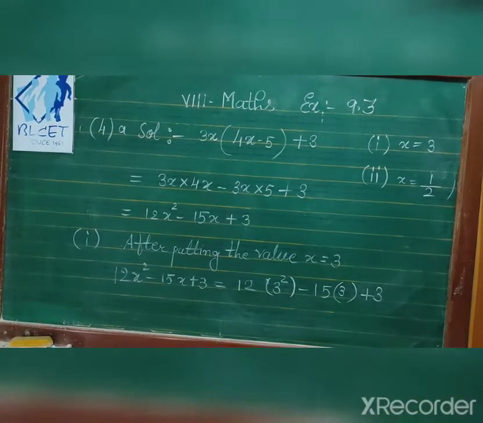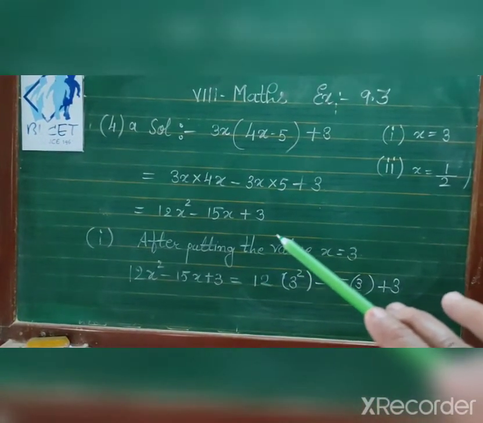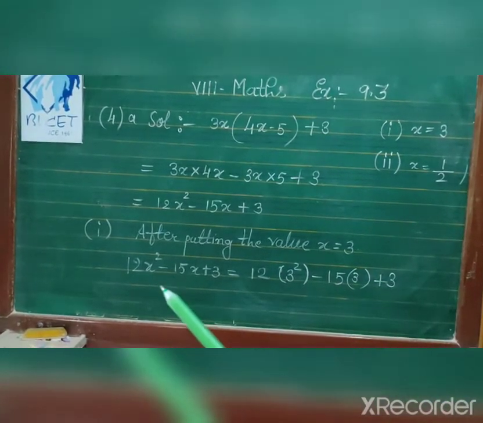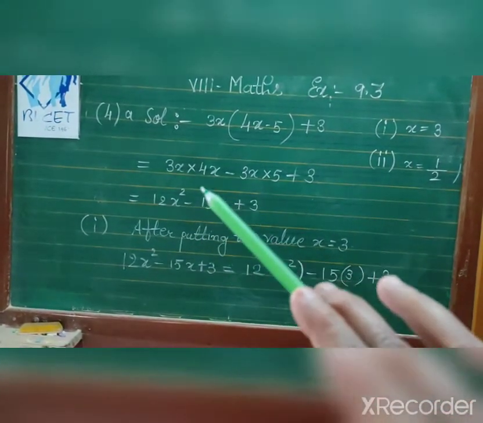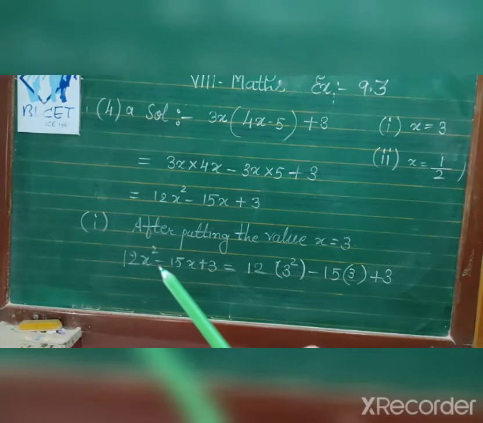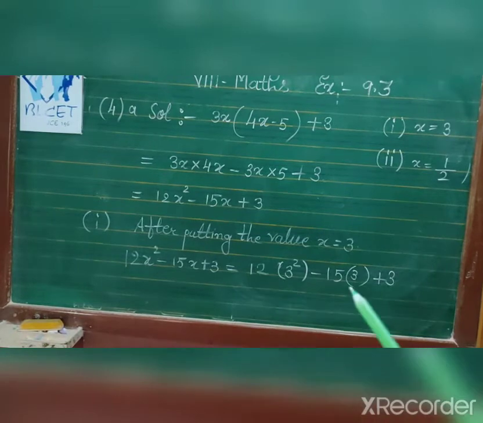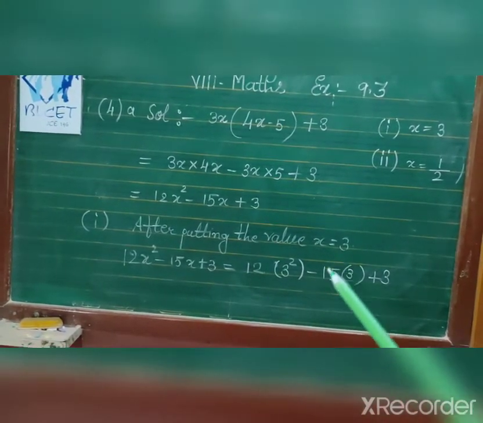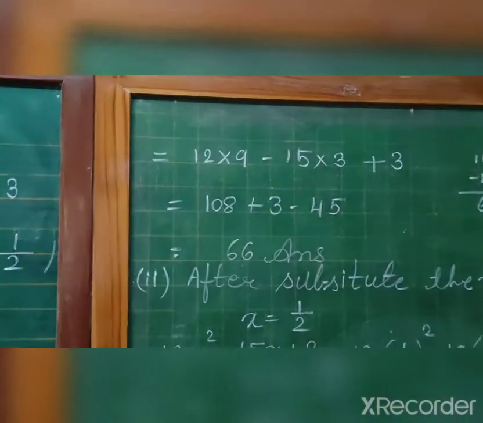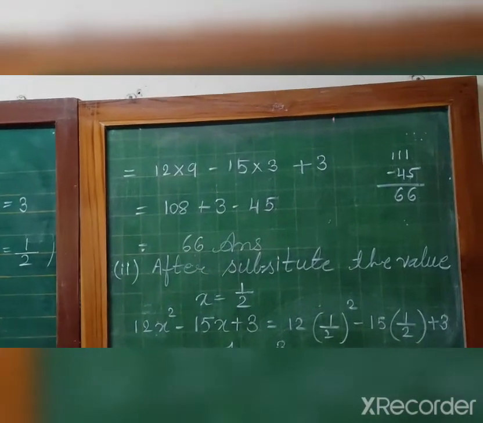Now first we will find the value for x equal to 3. After putting x equal to 3 in this polynomial, 12x square minus 15x plus 3 is equal to 12 into 3 square minus 15 into 3 plus 3, wherever you see x, you will put 3. Now 3 square means 3 into 3, that means 9. So the next step will be 12 into 9 minus 15 into 3 plus 3. So 12 nines are 108.